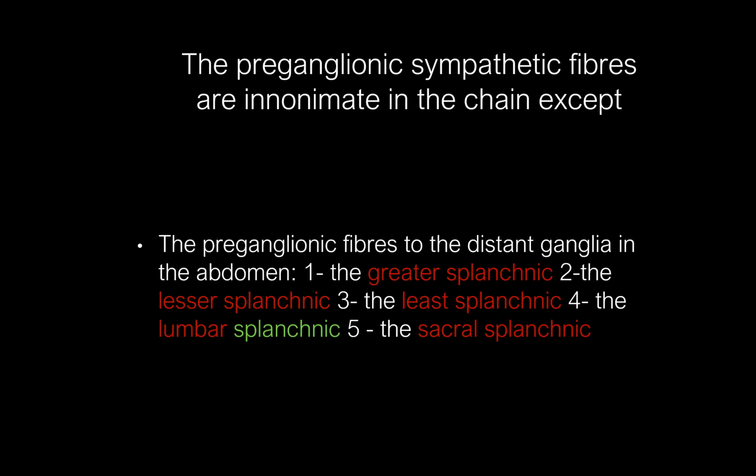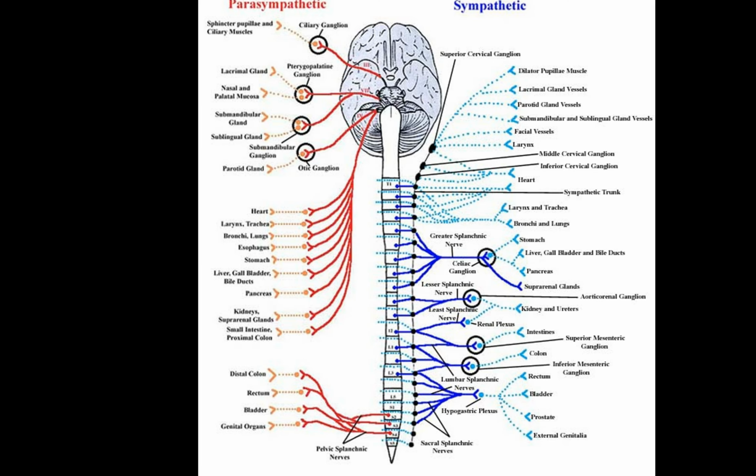Preganglionic sympathetic fibers relay in the chain, except for the nerves going as long preganglionic fibers reaching distant ganglia, called the greater splanchnic, lesser splanchnic, least splanchnic, lumbar splanchnic, and sacral splanchnic also, which is the sacral splanchnic nerve. Greater splanchnic, lesser splanchnic, least splanchnic, lumbar splanchnic, and sacral splanchnic nerves.